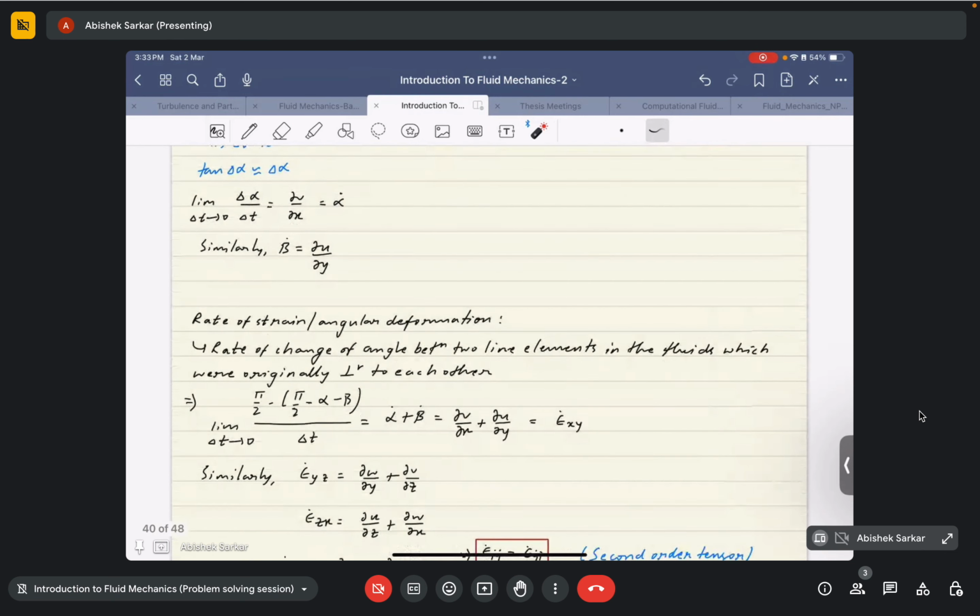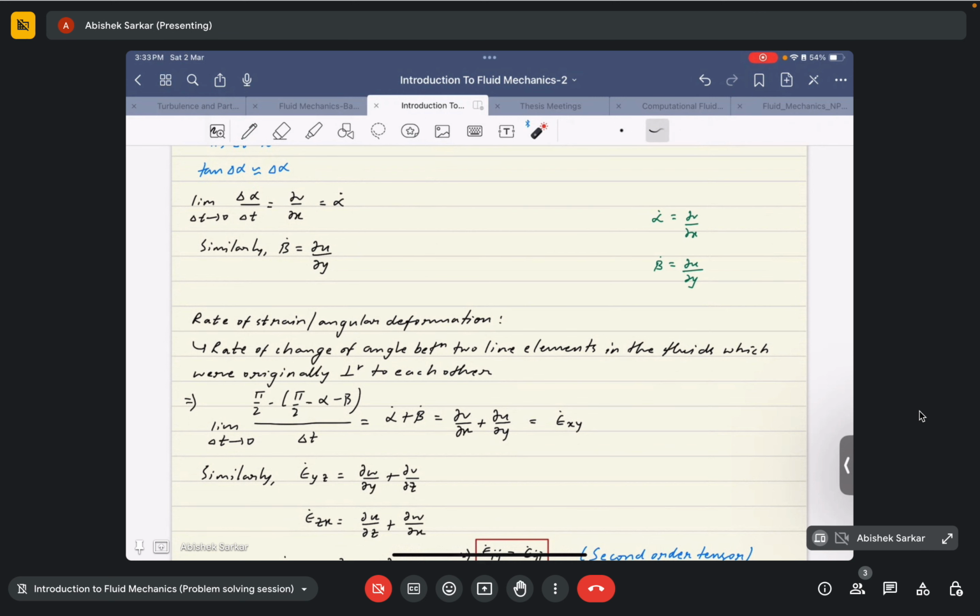Okay, so now we got that alpha dot is equal to dou v by dou x, and beta dot is equal to dou u by dou y. Okay, so we are just considering a 2D case. So we have two rates of angular displacement, that is alpha dot is equal to dou v by dou x, and beta dot is equal to dou u by dou y.